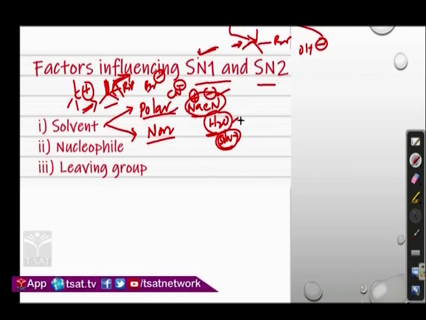For example, H2O, acetic acid, ethyl alcohol, these are the polar solvents. For non-polar solvents, benzene, toluene, petrol, hexane, these are the non-polar solvents. Basically, aliphatic hydrocarbons and non-substituted aromatic hydrocarbons are also non-polar solvents, which will not polarize the bond.